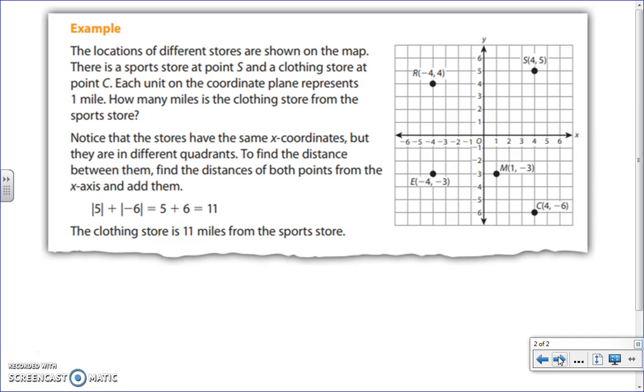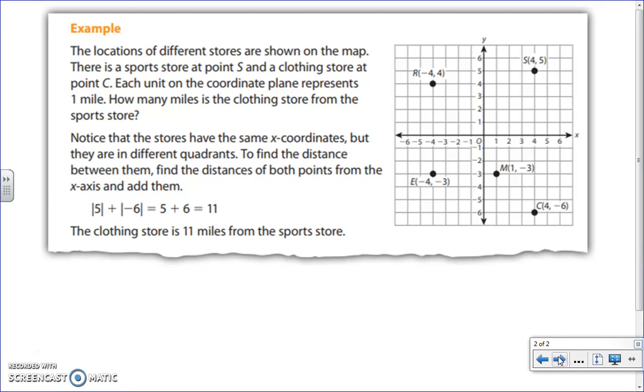This problem says that the locations of different stores are shown on the map. There is a sports store at point S and a clothing store at point C. Each unit on the coordinate plane represents 1 mile. How many miles is the clothing store from the sports store?